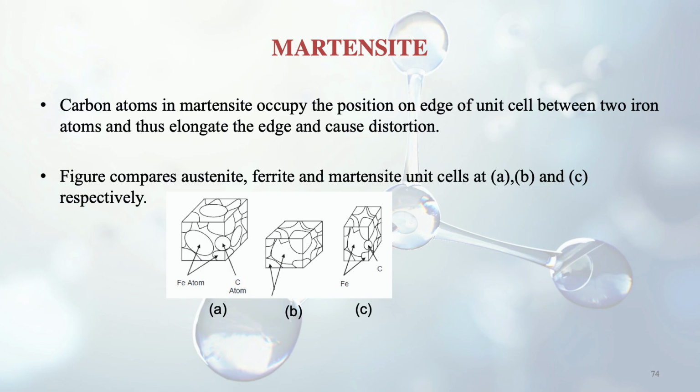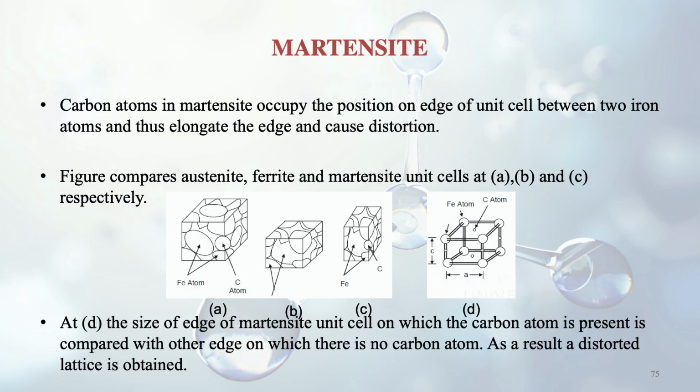And the third one is not even body centered cubic, that is martensite, because the carbon atom is in one edge of the pattern, and in another edge it may not be there, so it causes distortion in the edge in which it is there, and in the other edge it is not there, so no distortion. So completely, if you see the structure, it is distorted. It is somewhat tetragonal and no longer cubic.